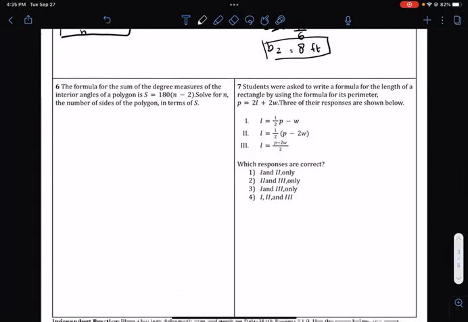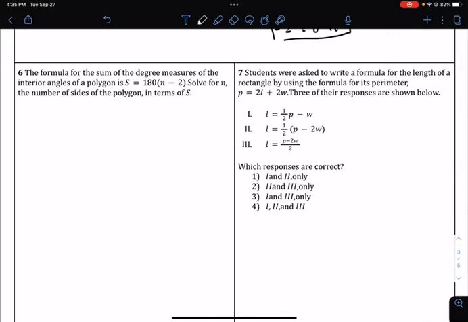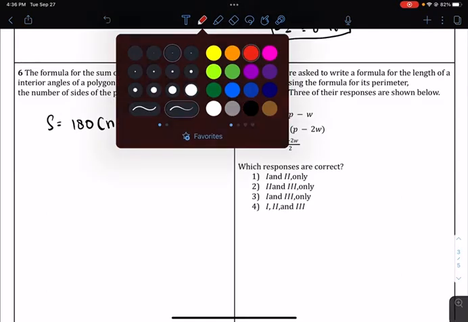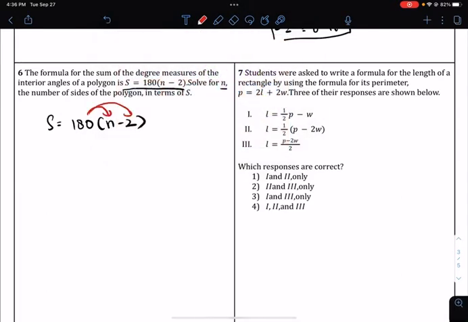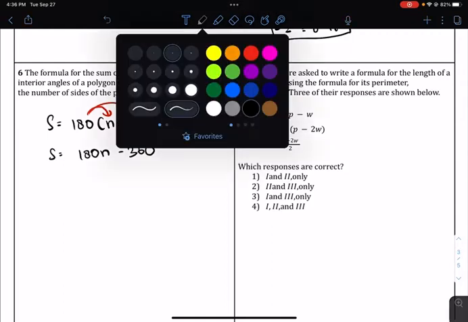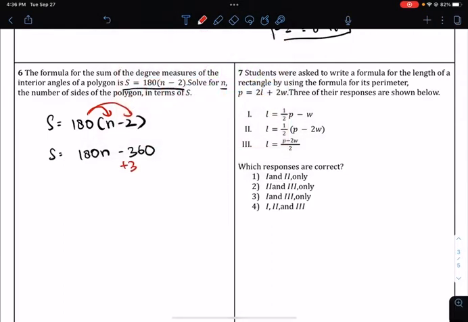Let's practice another example. You'll learn this formula in geometry. Solve for n. Alright, so rewrite the formula. Now notice how n is inside the parentheses. So you want to distribute first. And you want to get rid of the number 360. And now you're left with s plus 360 equals 180n.